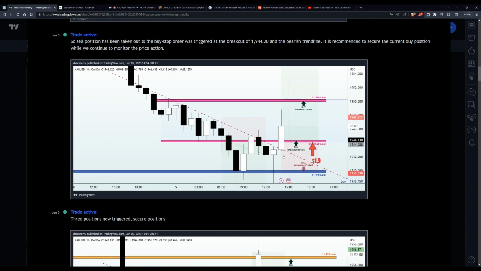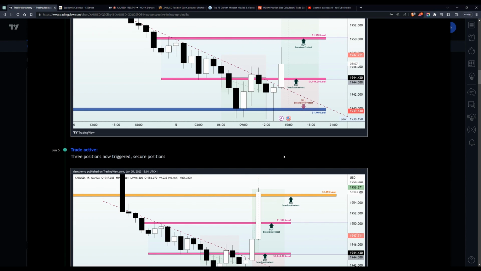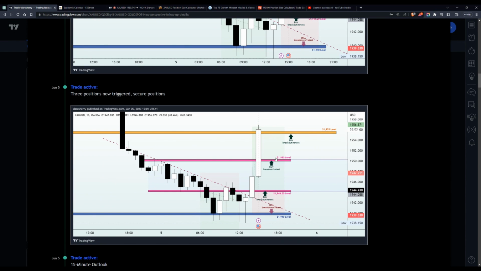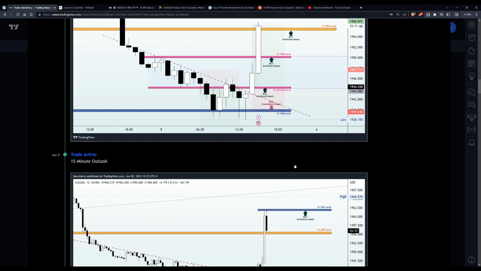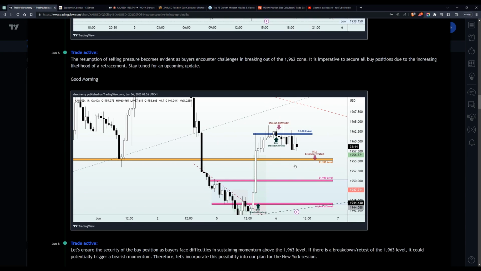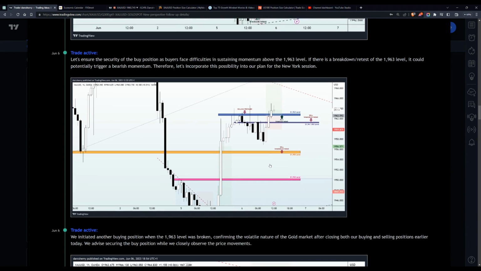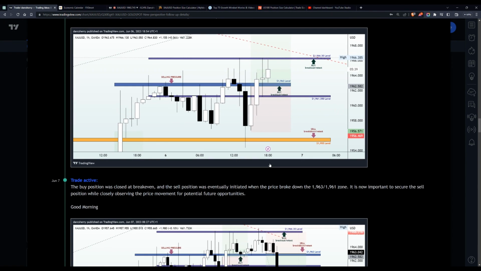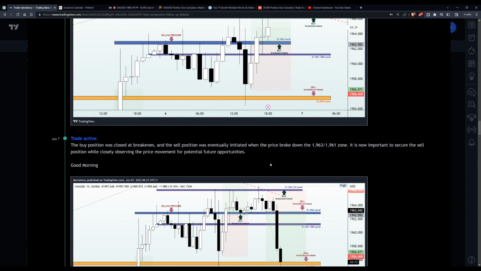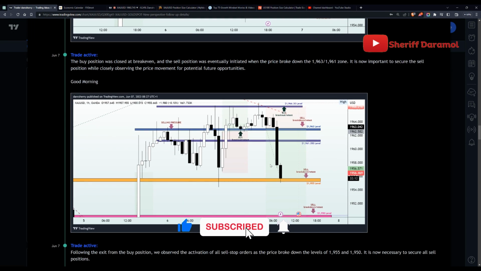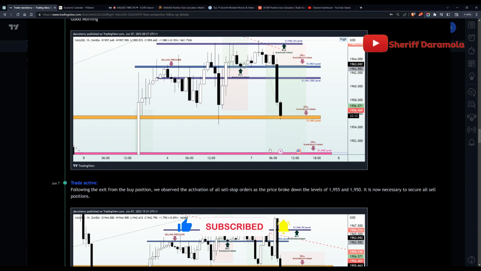And we were able to take advantage of more opportunities as we saw price action break out of key levels, as you can see on your screen. And I think on the 6th of June, that was on Tuesday, we begin to see some selling pressure here before we saw the breakout of the 1963, giving us another opportunity to buy before price action later broke down the 1963 to trigger our sell stop order, giving us a sell position at that point.